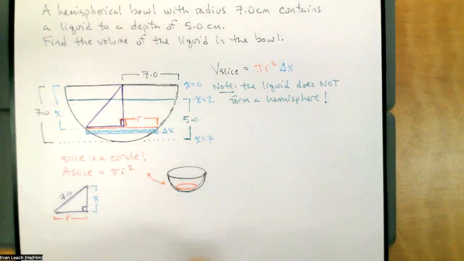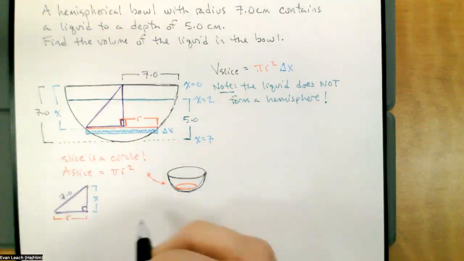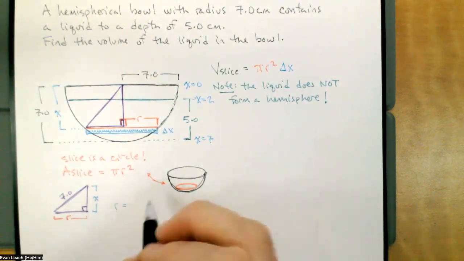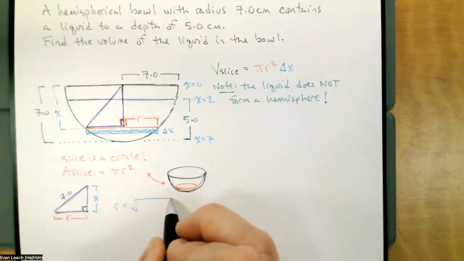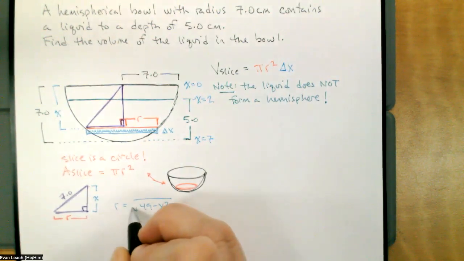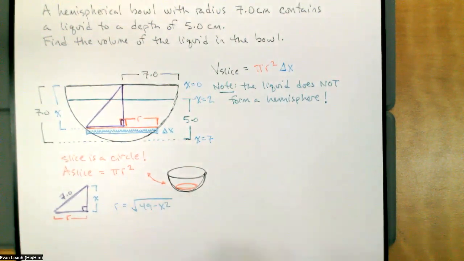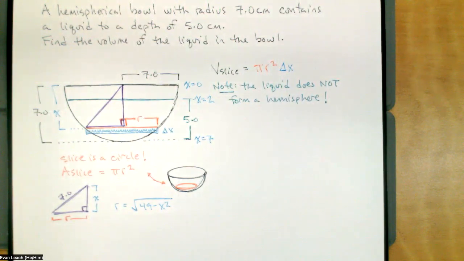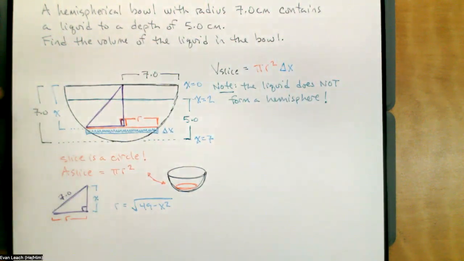So this says that r squared is the square root of 49 minus x squared. Or sorry, r is the square root of 49 minus x squared. And then that will go in for our r in the volume of the slice.